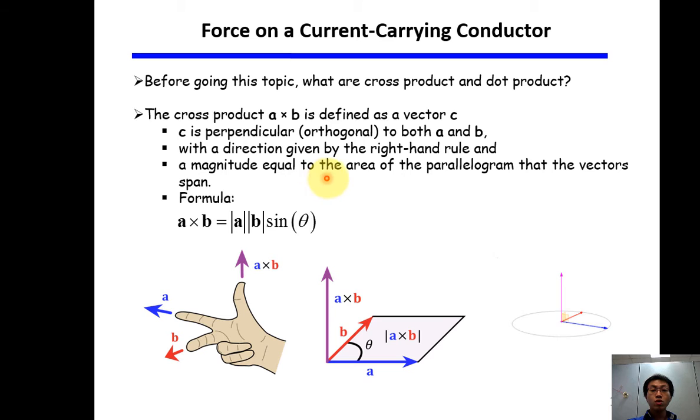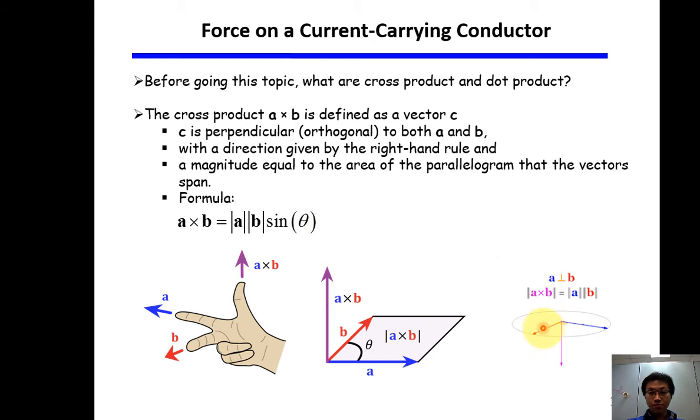The magnitude is equal to the area of the parallelogram spanned by the vectors. So the formula becomes: vector A cross vector B equals the magnitude of A times the magnitude of B times sine theta. So this is the cross product.